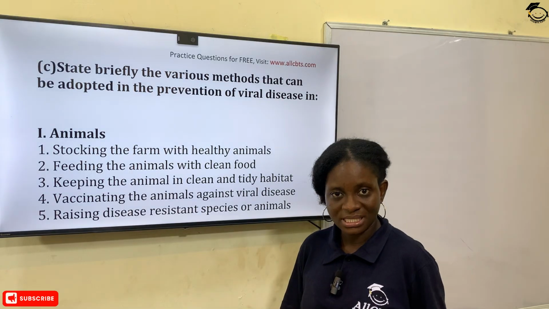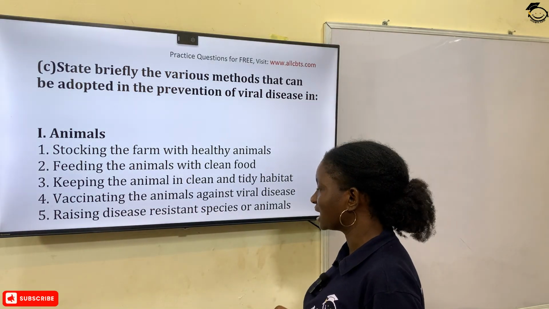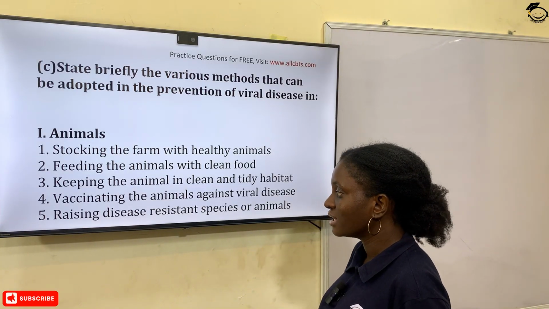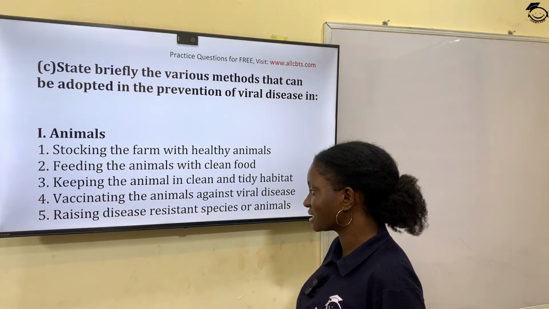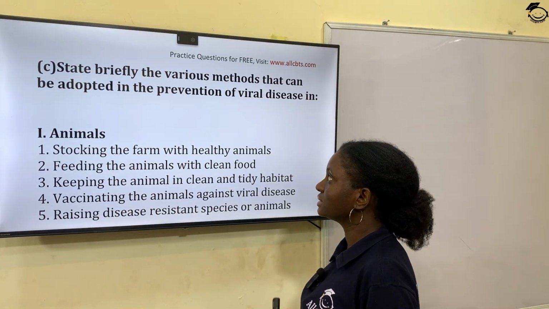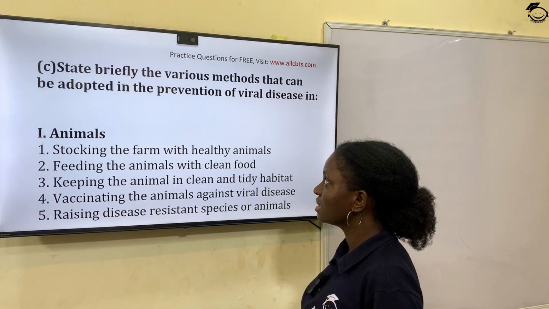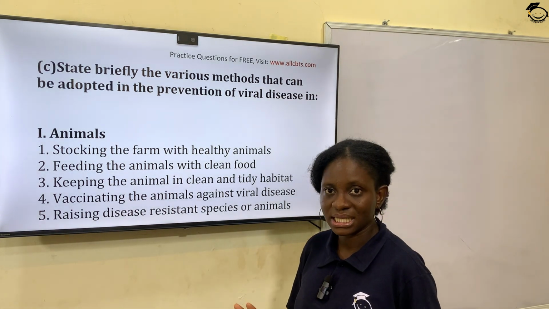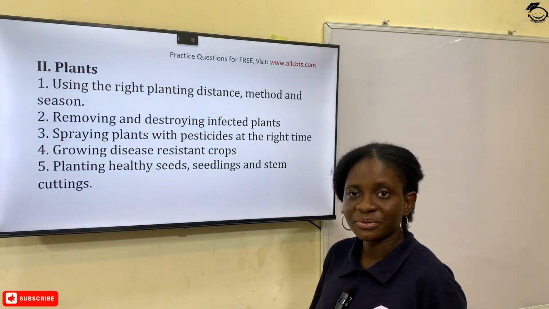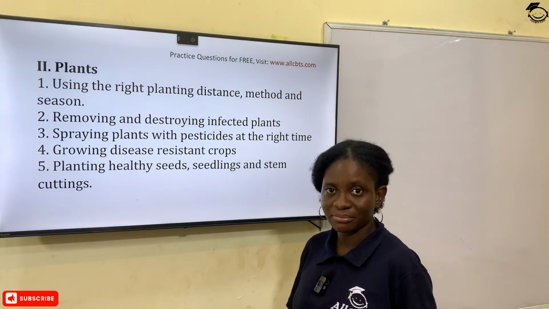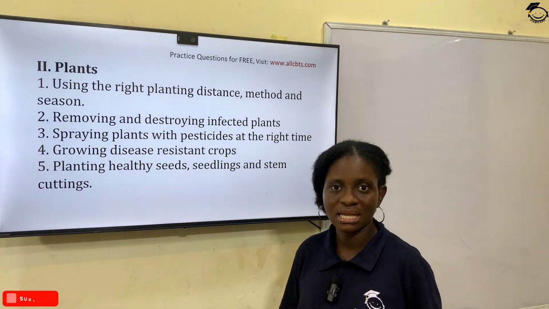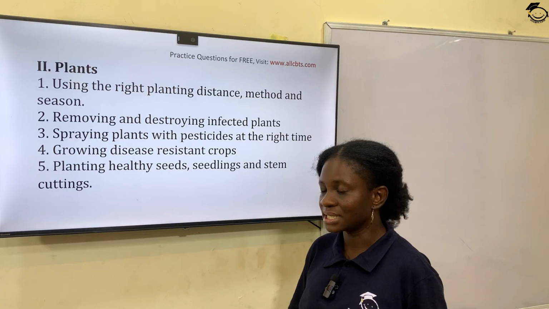4, vaccination, vaccinating the animals against viral disease. Number 5 is to raise disease-resistant species of animals. So those are the 5 ways to prevent viral disease in animals. So in plants now, how can we prevent the spread of viral diseases in plants? 1, using the right planting distance, method, and season.